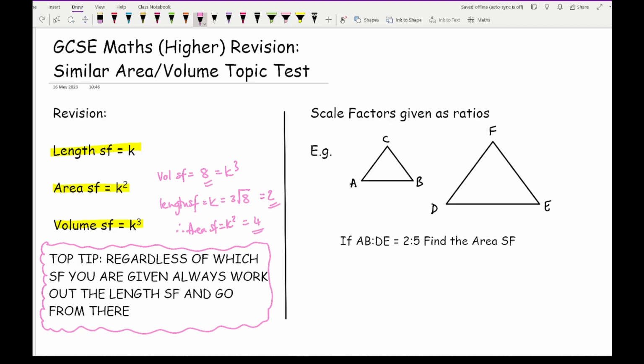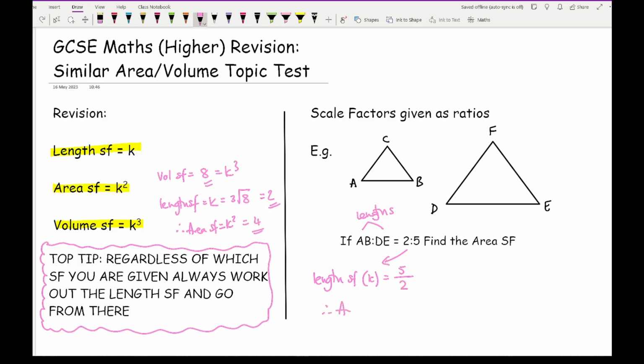Now in more modern questions you might find that your scale factor is given as a ratio. So here you can see triangles ABC and DEF. Although it doesn't say that they're similar, we're going to assume that they are, and that the ratio is 2 to 5. We don't know the actual lengths, but I can use the ratio parts to work out the scale factor. Because these represent lengths, to work out the length scale factor, which is equal to k, that's going to be the parts on DE, which is 5 parts, over the parts on the smaller shape, which is 2. So k is going to be 5 over 2.